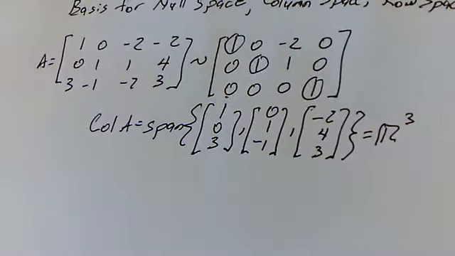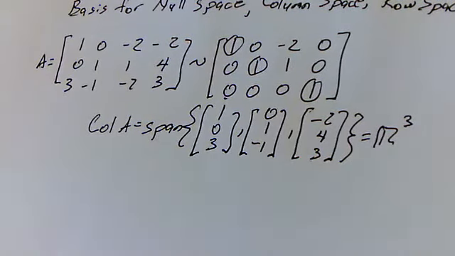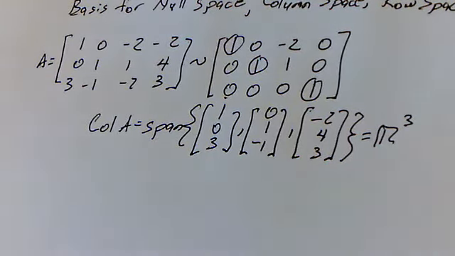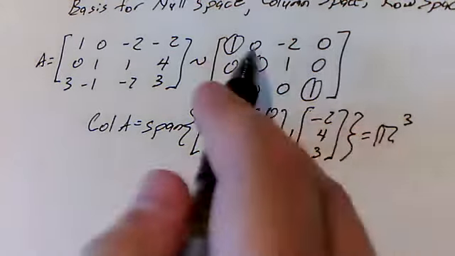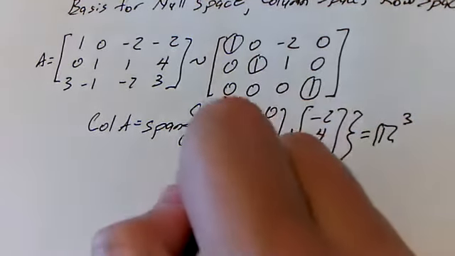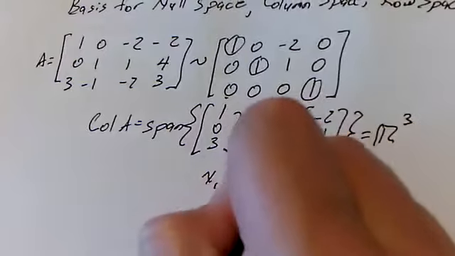Now for the null space, we set up our homogeneous equation here. So I'm going to have that x1 is equal to 2x3.